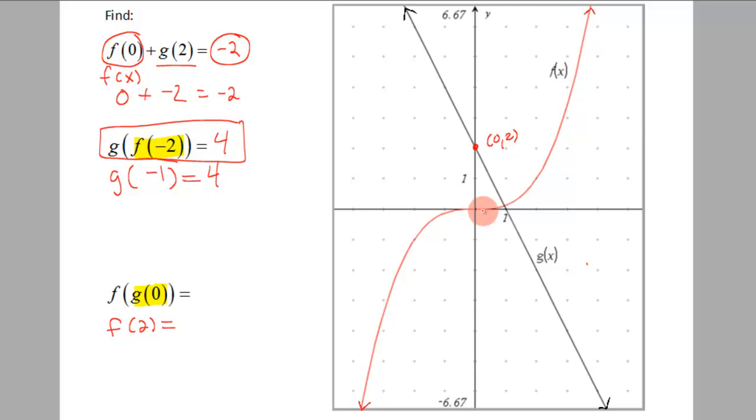Well, now go to 2. 1, 2. Now go to function f, which is here. And that would be 2, 1. So at function f, when you put 2 in, you get 1. So f of g of 0 is 1. And that's how you use information in function notation with graphs to evaluate things like that.